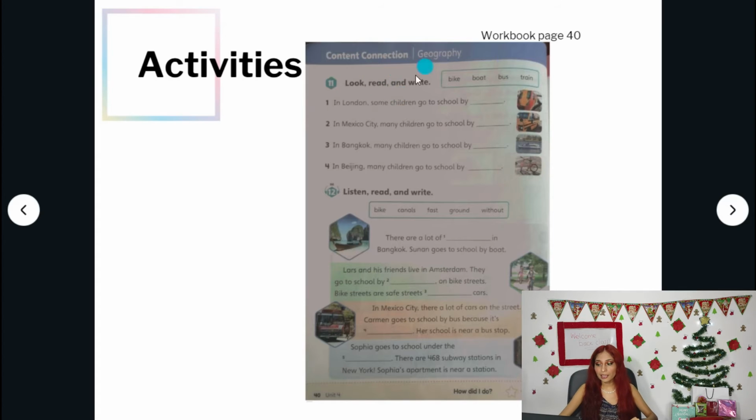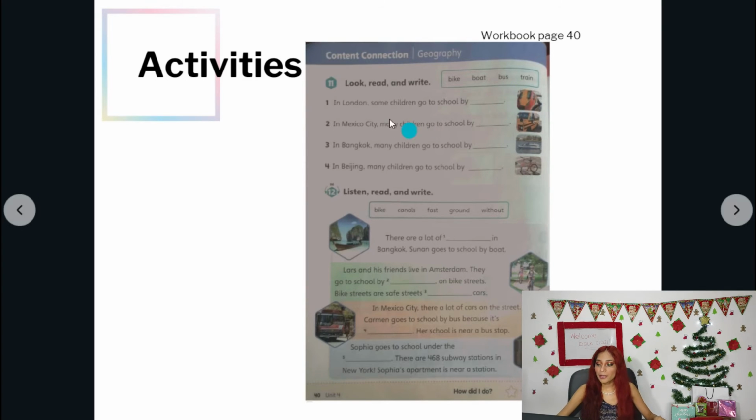So we have activity 11, look, read, and write. And then we have the words in here. Bike is the same as bicycle, boat, bus, train. So number one, in London, children go to school by, and then you have the picture. You need to look at this. What is this? And I write it.